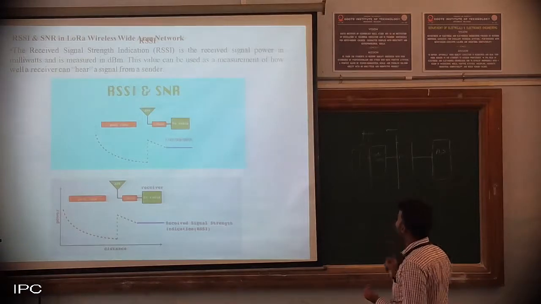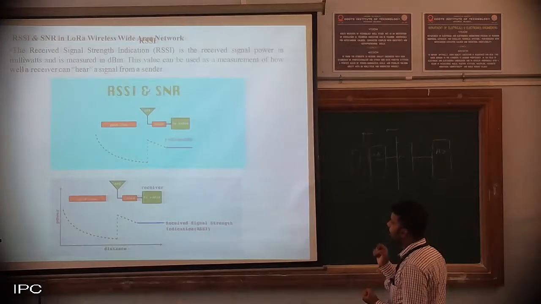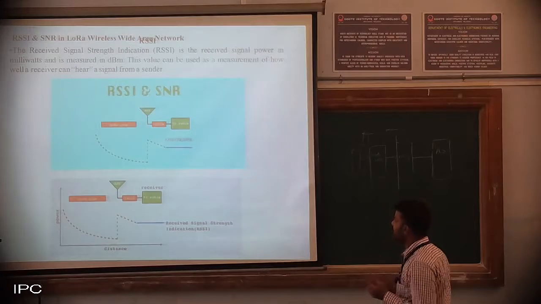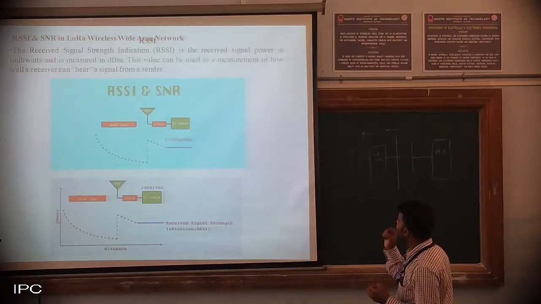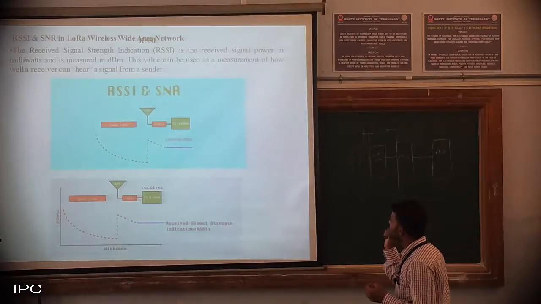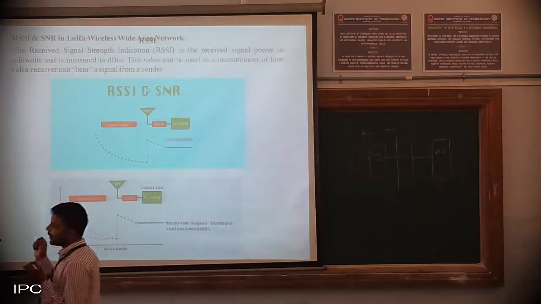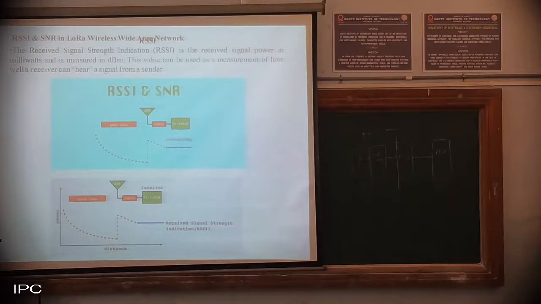It is the received signal power in milliwatts and is measured in decibel milliwatts, dBm. So it is always in milliwatts and measured in decibel milliwatts, and this value can be used as the measurement of how well the receiver can hear a signal from the sender. Means from the sender, whatever signal the receiver is receiving, the quality of that can be measured. So that is basically the quality of the signal we call.